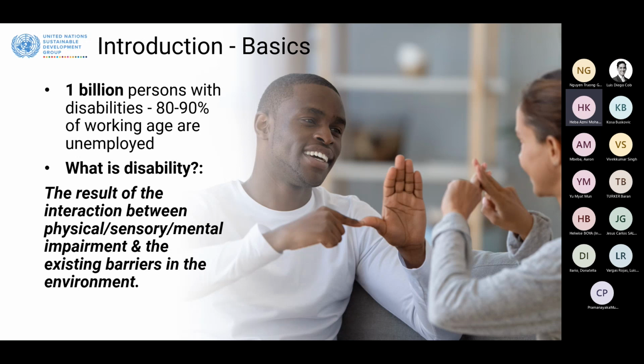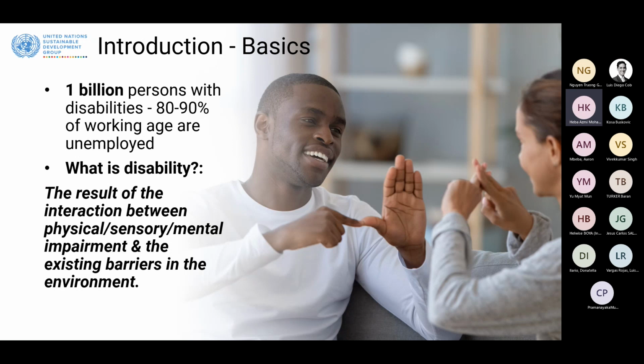And by environmental barriers, we mean the physical environment and the digital environment, which we will be focusing on today, the digital environment. So disability always results from the interaction between physical, sensory, mental impairments and the existing barriers in the environment.